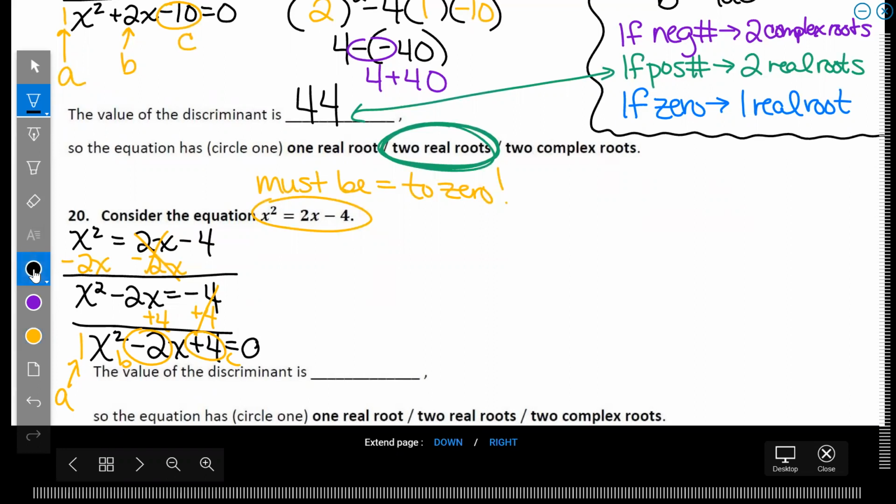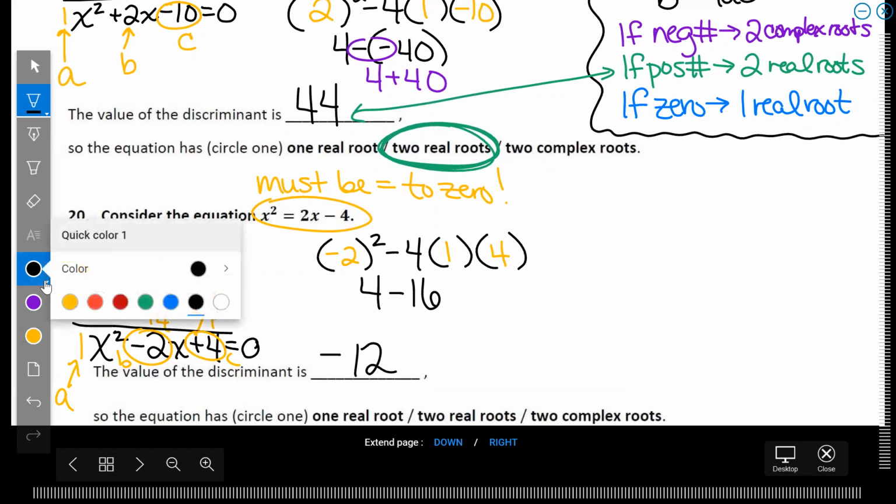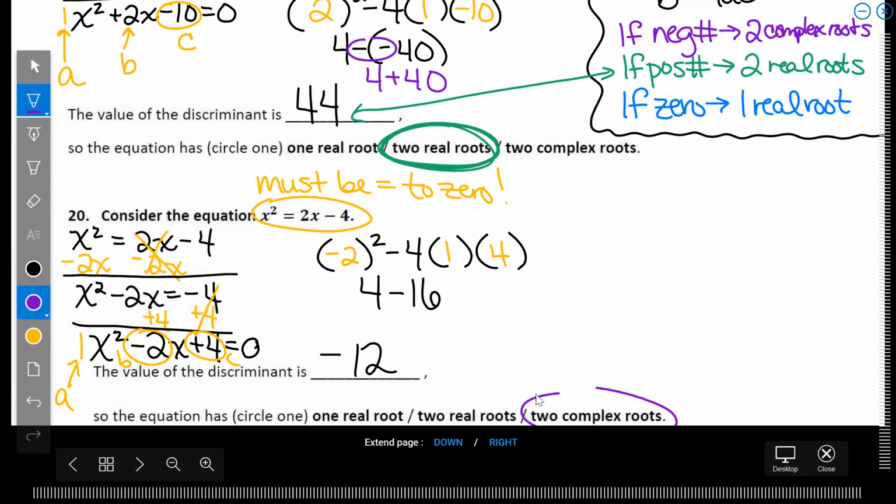All right, so let's plug into the discriminant. B squared minus 4 times A times C. So I have negative 2 squared minus 4 times 1 times 4. What is negative 2 squared? Negative 2 times itself. 4. Bring down my minus sign. 4 times 1 times 4. Yep, so I have 4 minus 16. What is 4 minus 16? Negative 12. So what does that mean about my roots? 2 complex roots.